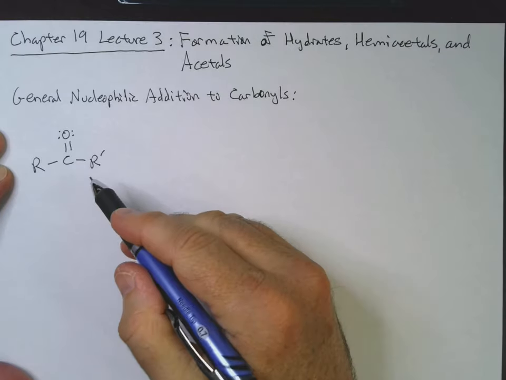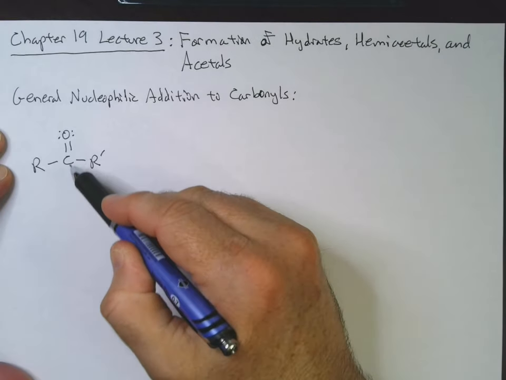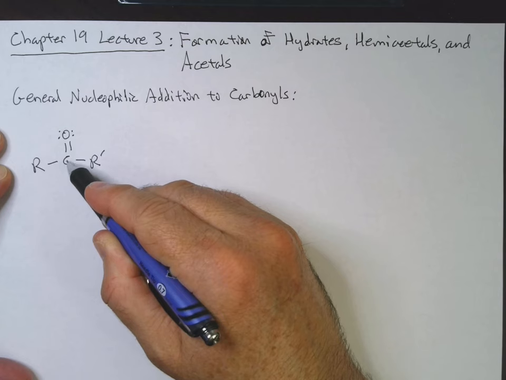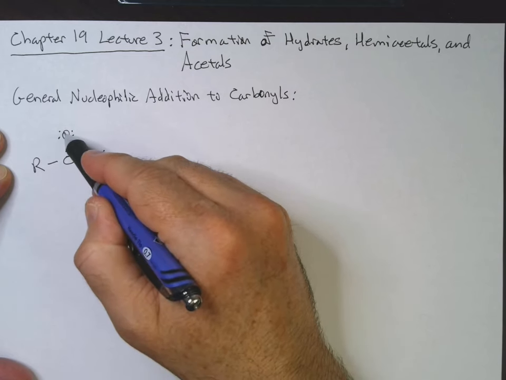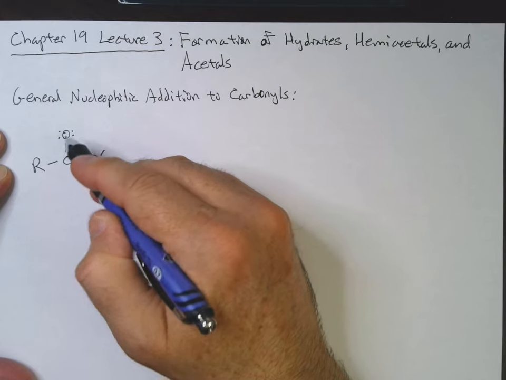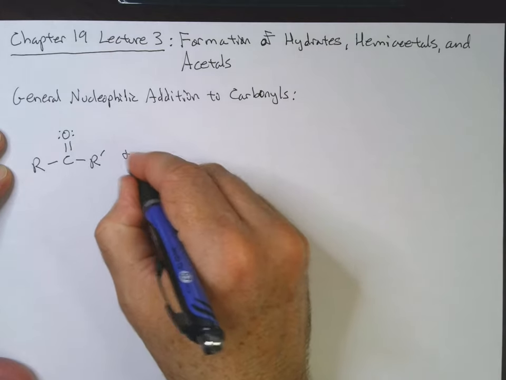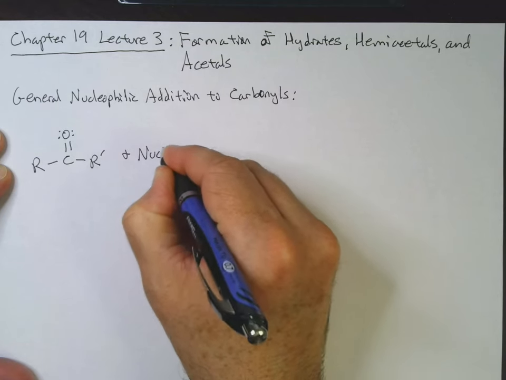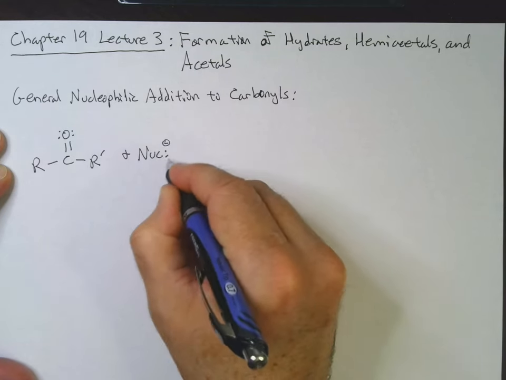And now remember, this carbon-oxygen bond is polar, so the carbon has a partial positive charge on it, making it a good electrophile. It's electron deficient. Oxygen has a partial negative charge, so that's actually a good site for potential protonation. So we can react this with some nucleophile. So let's just call it nuc minus here.